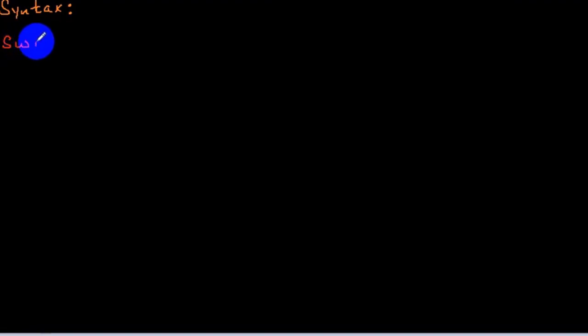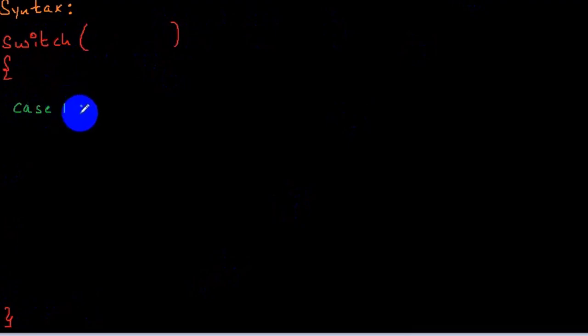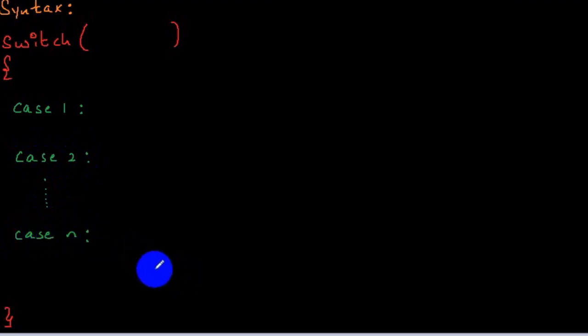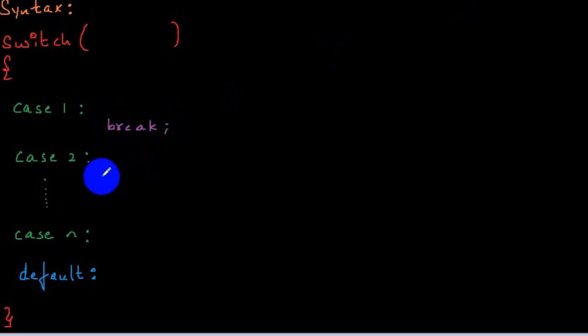The syntax goes like this. I should have switch, open parenthesis, close parenthesis, open curly braces, and close curly braces. Then I should have cases: case 1, case 2, and I can have n number of cases. Optionally, I can also have something called default, and we can also have something called break. And I pass the choice.